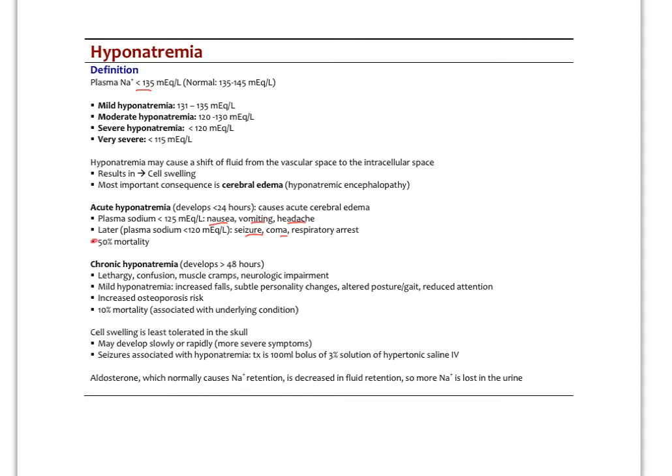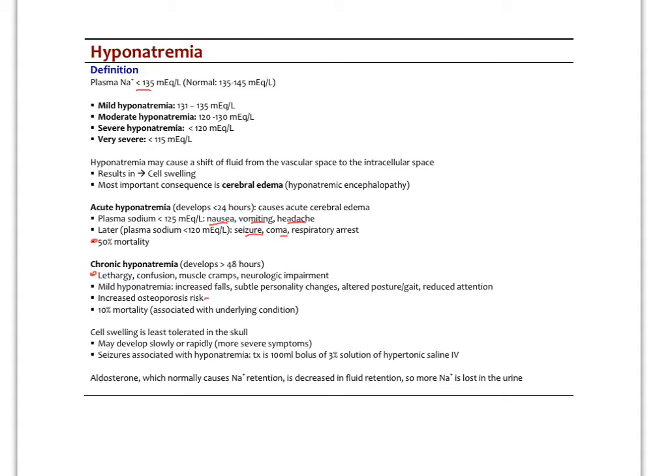But most patients, especially in primary care practices, might present with chronic hyponatremia, which might be more typical of an elderly patient. That's going to develop over 48 hours or more. We might see things like lethargy, confusion, muscle cramps, neurological impairment. With mild hyponatremia, there might be increased falls, maybe subtle personality changes, altered posture and gait, maybe reduced attention. Something people might chalk up to dementia, but actually it's related to the low sodium. There can be an increased osteoporosis risk also.